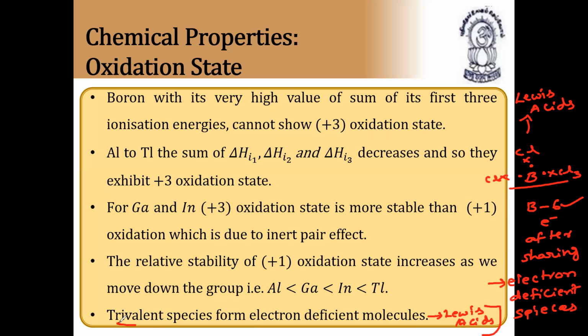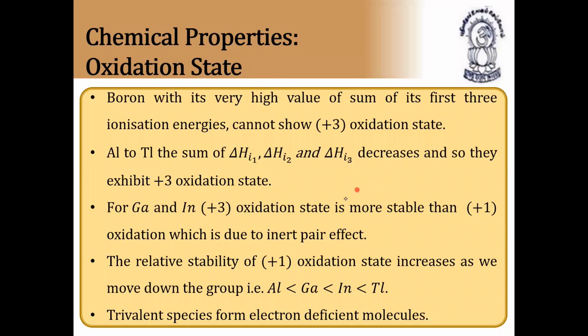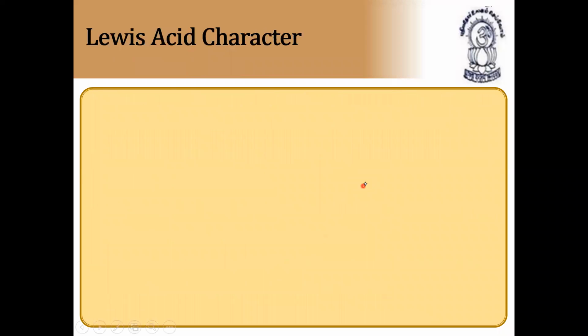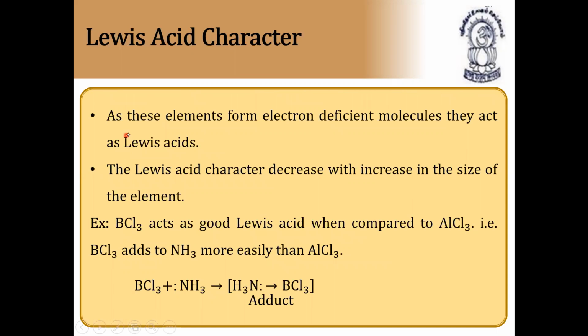So all the trivalent species form electron deficient molecules. Please make a note of this, children. Very, very important. The trivalent species of group 13 elements are Lewis acids because they are all electron deficient molecules. The Lewis acid character decreases with the increasing size of the element. BCl3 acts as a good Lewis acid when compared to AlCl3 because BCl3 adds to ammonia more easily than AlCl3.